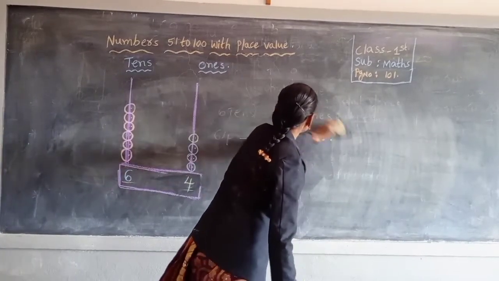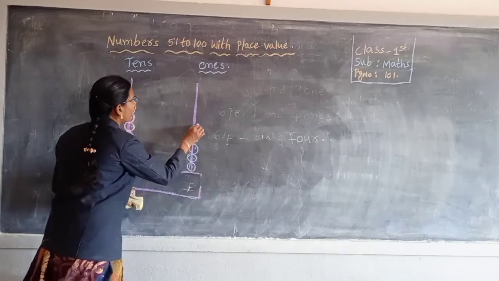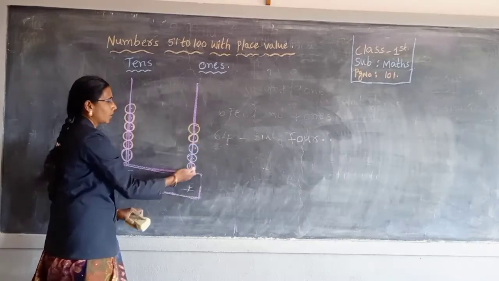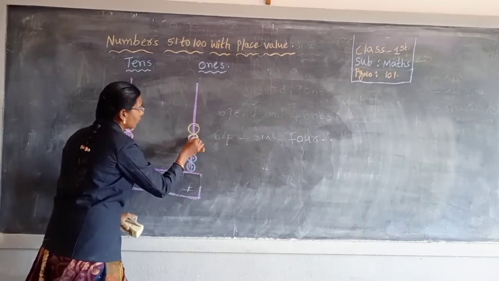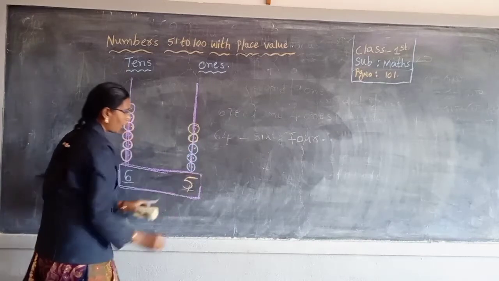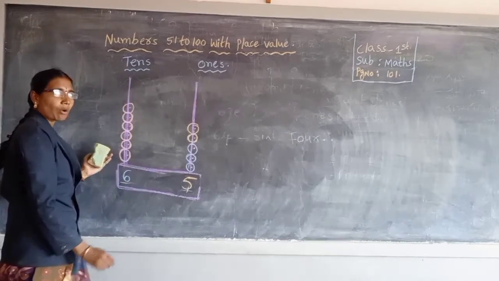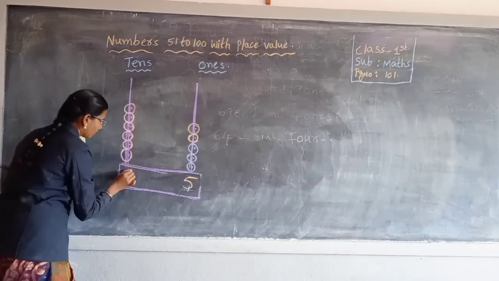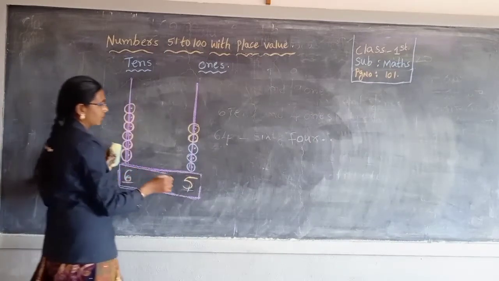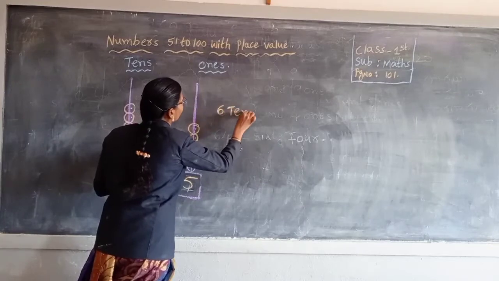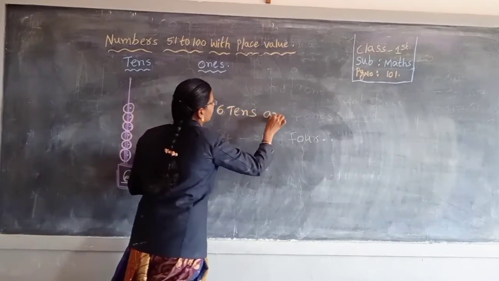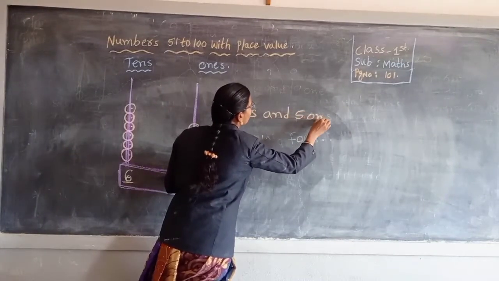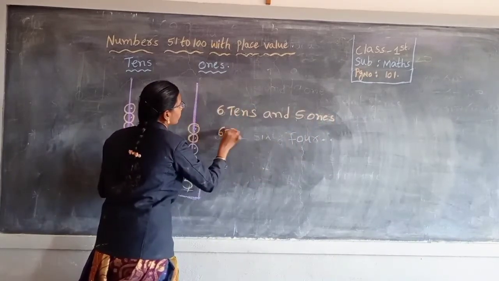65. 64 comes after? 65. Ones place, how many beads do you have? Count, children. 1, 2, 3, 4, 5. 5 beads. Tens place, how many beads do you have? Count, children. 1, 2, 3, 4, 5, 6. So, 6 tens. And how many ones do you have? Yes, 5. 5 ones is 65.